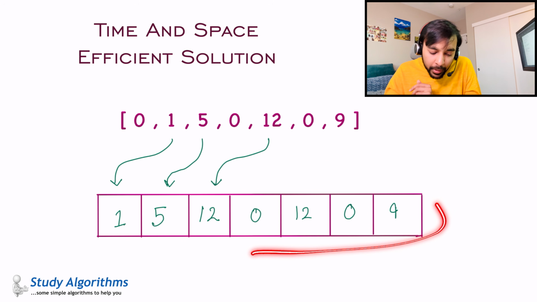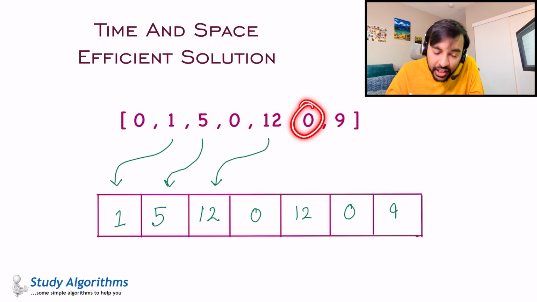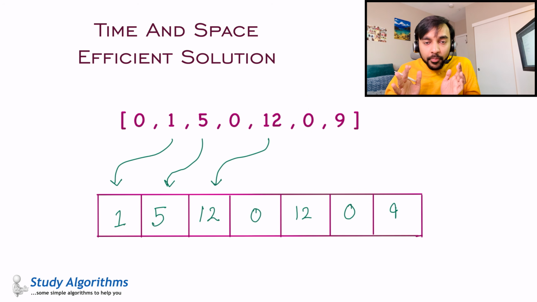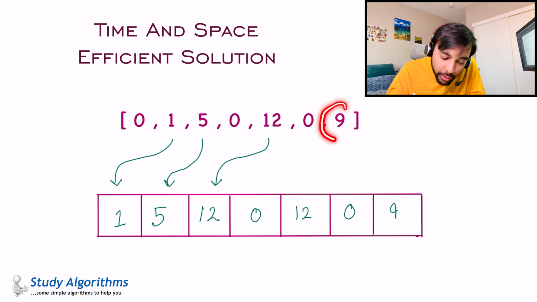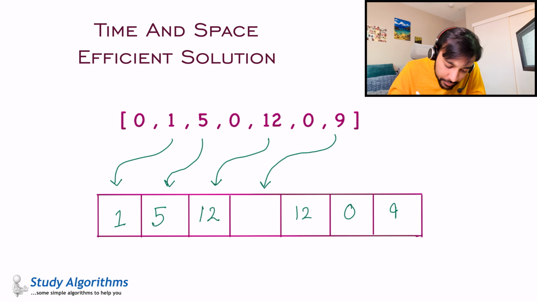Don't worry about the remaining elements. Just keep advancing through your array. Next, you see a 0. So don't do anything. Next, when you move ahead, you see number 9. And what you will do is, you will move 9 to the next available position in your array. So your array now looks like this.